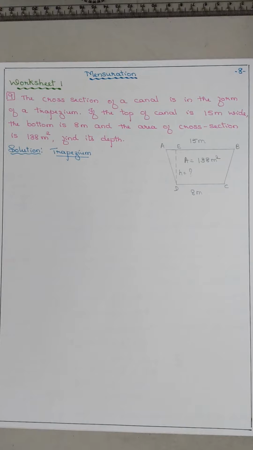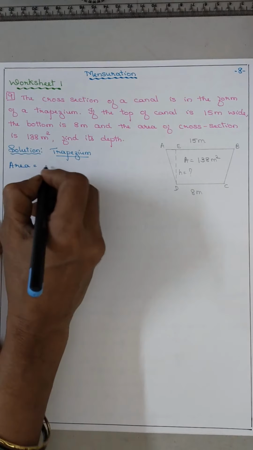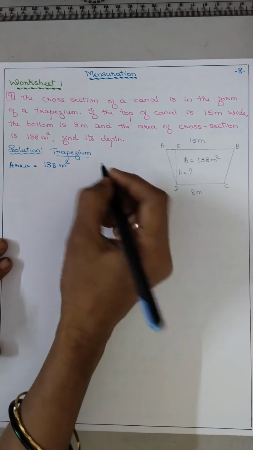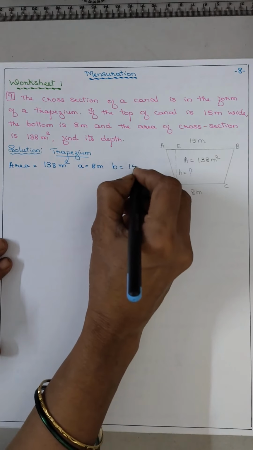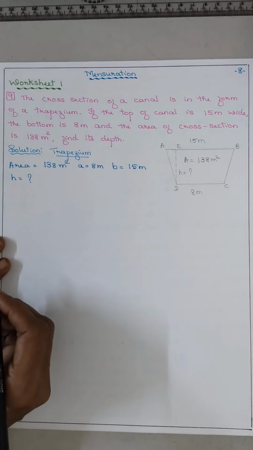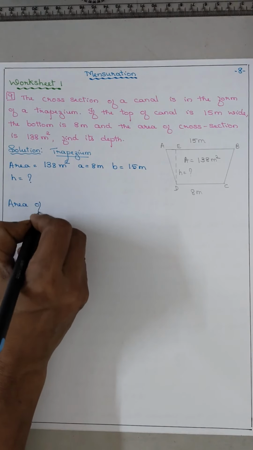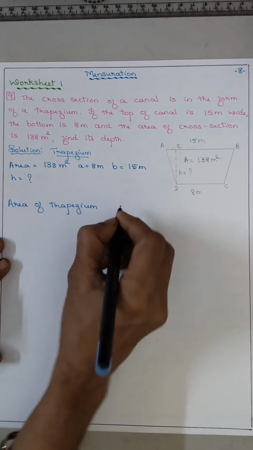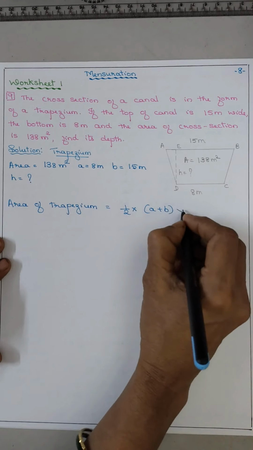Okay, what is the shape? Trapezium. Now area, how much they have told? It is 138 meter square. Then A is given as 8 meter and B is given as 15 meter. What they have asked? H is equal to how much? Same method. Area of trapezium is equal to, what is the formula? Half into A plus B into height.